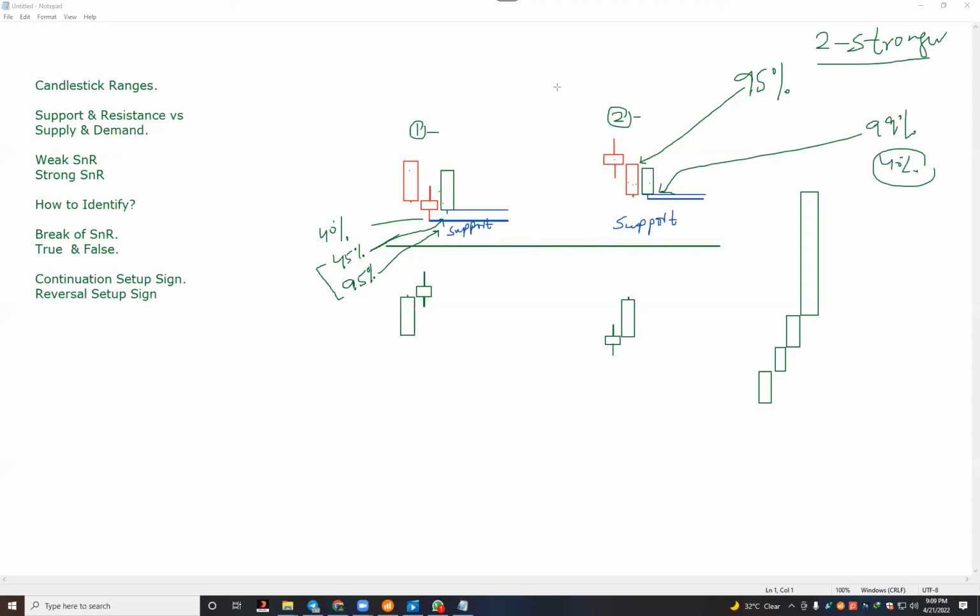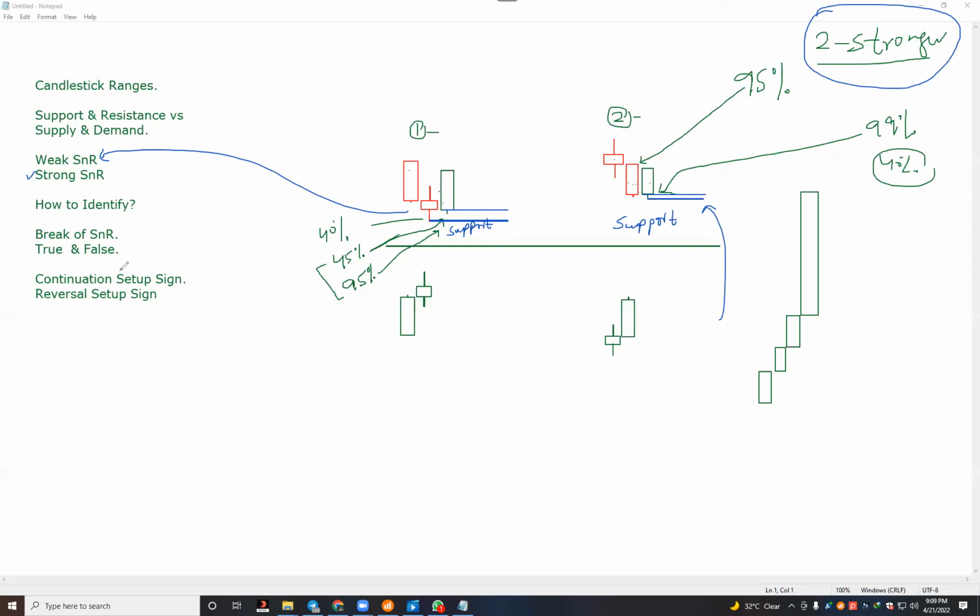now come to the previous point. Which buyer is stronger? The second one. So this support is strong support, and this support is weak. Yes, sir.